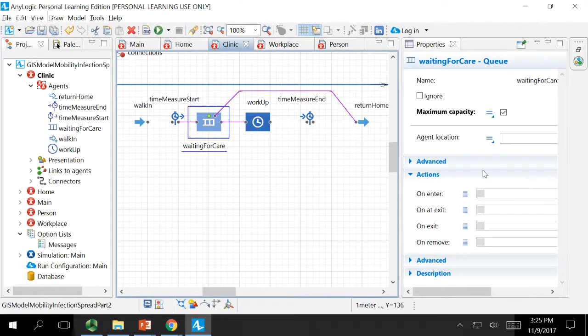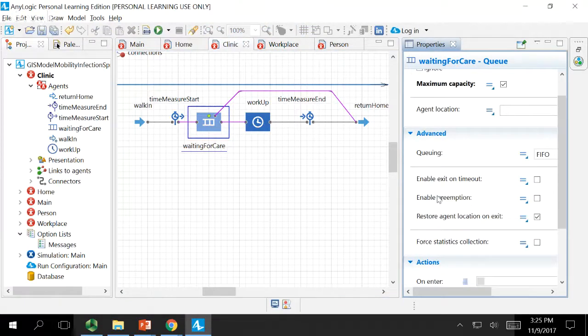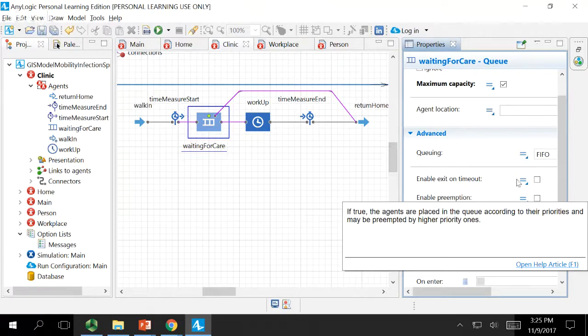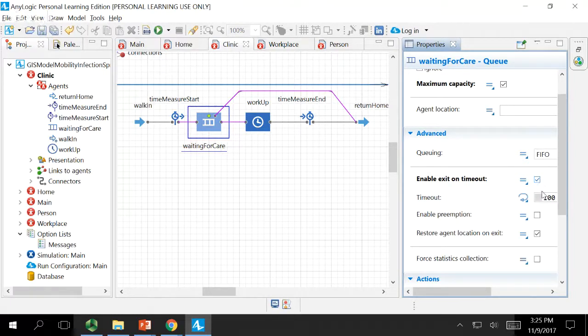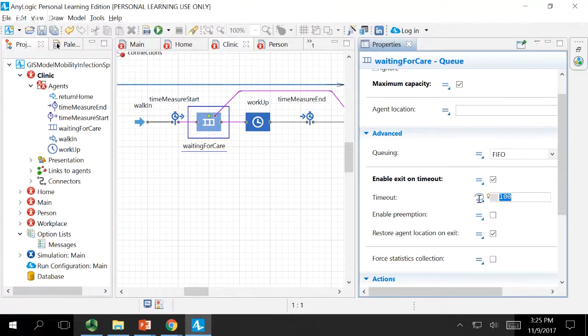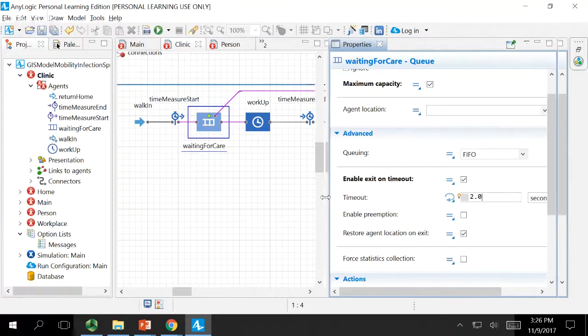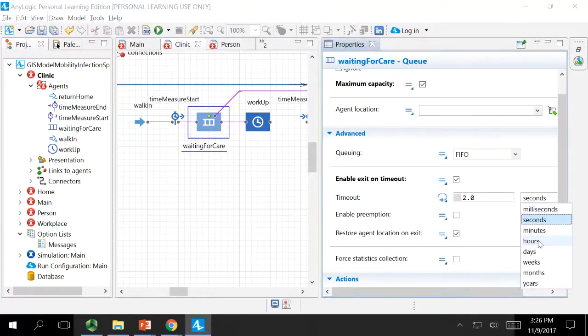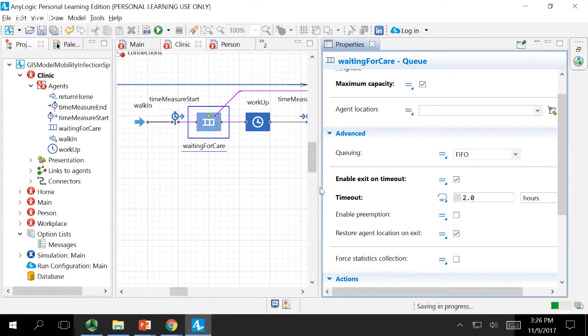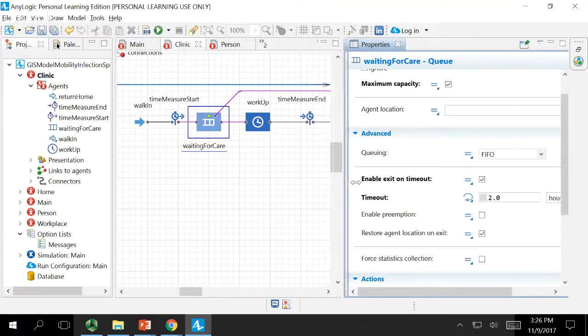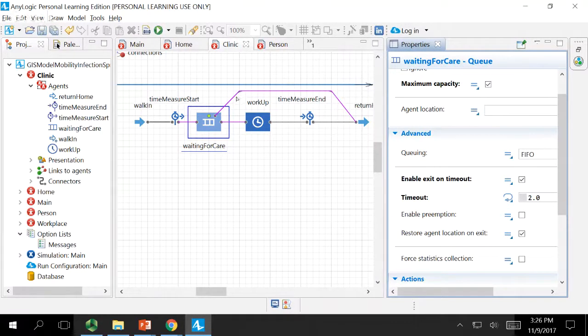For waiting for care, we're going to go down to the advanced area, and we're going to enable exit on timeout. In the timeout that they're willing to tolerate, we'll let them wait for up to 2.0 hours. Not seconds, but hours. So they're willing to wait in line for up to 2 hours here, is what we posit. We could obviously draw that from a distribution. A given person, some may be willing to wait longer, some less. Basically, if they don't get that time, they'll leave via this other path.